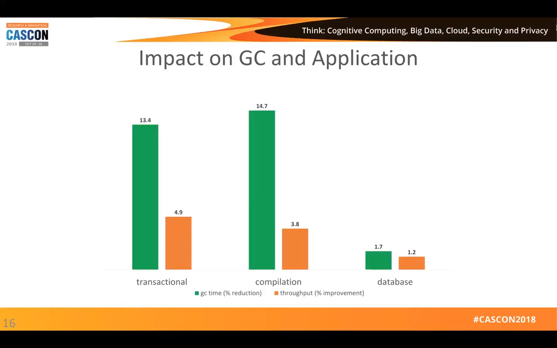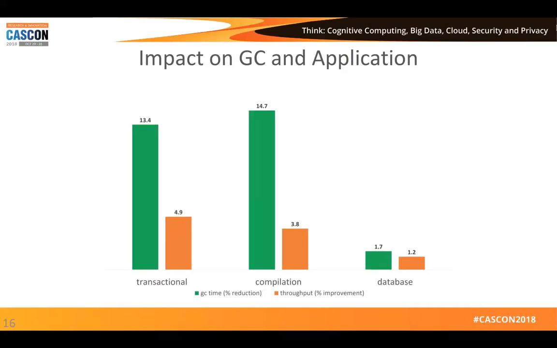But for Evacuator versus Scavenger, with Evacuator we've reduced GC time in the transactional workload by about 13%. And for data compilation, we're up to almost 15% reduction in GC time. With the database workload, that's a little less, it's approaching 2% reduction in GC time. That's the stall. So that's not too bad.